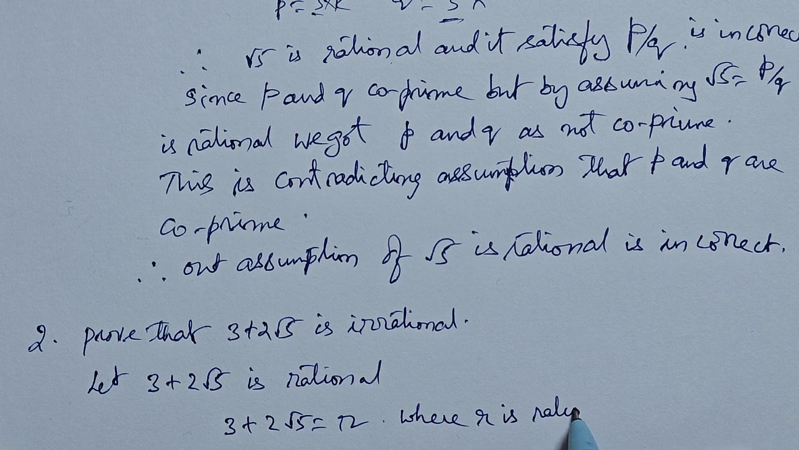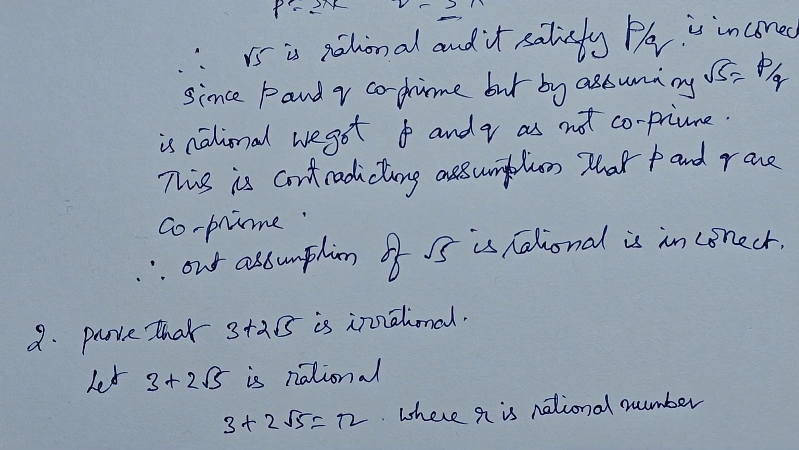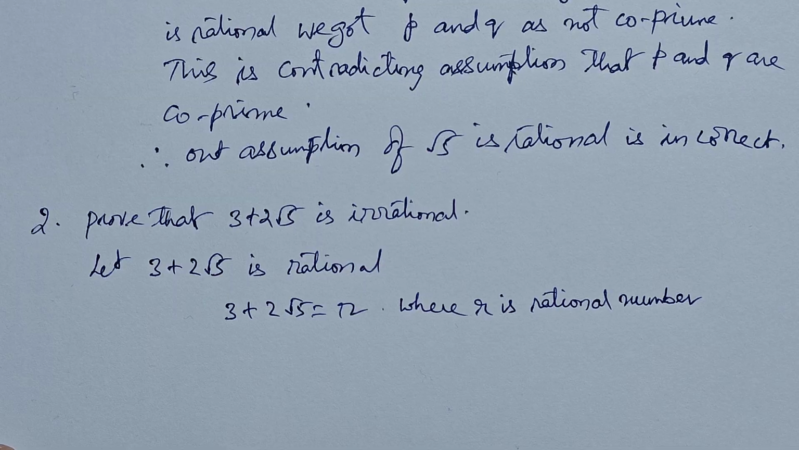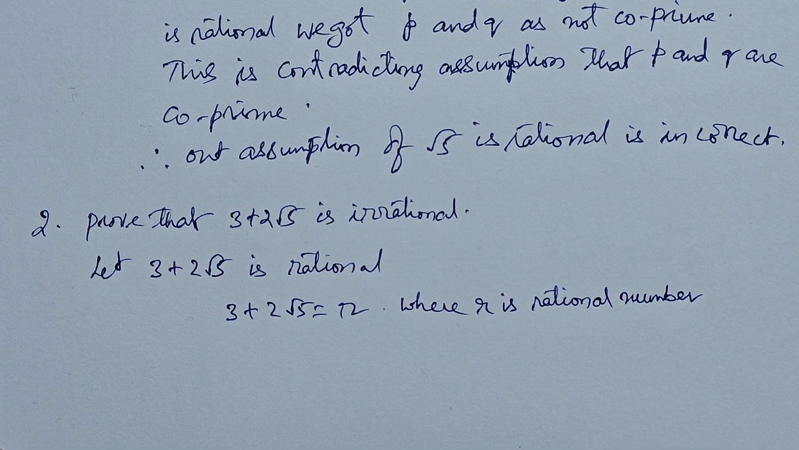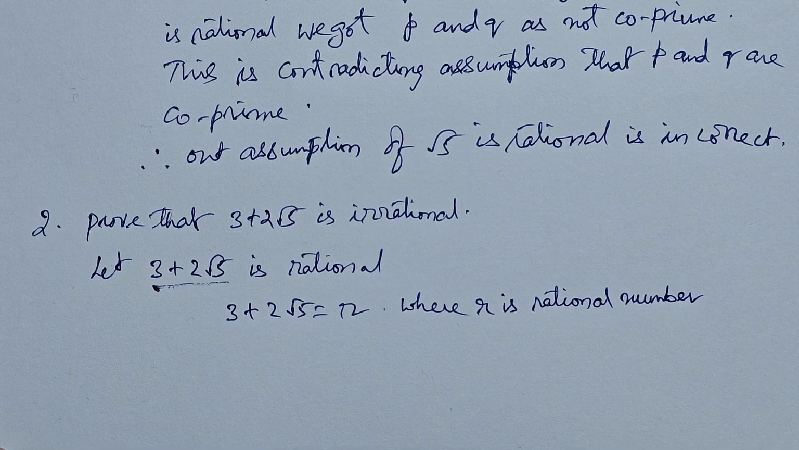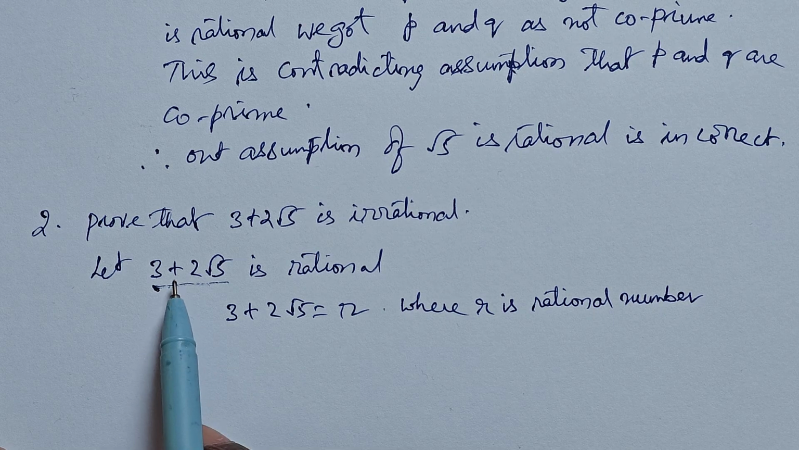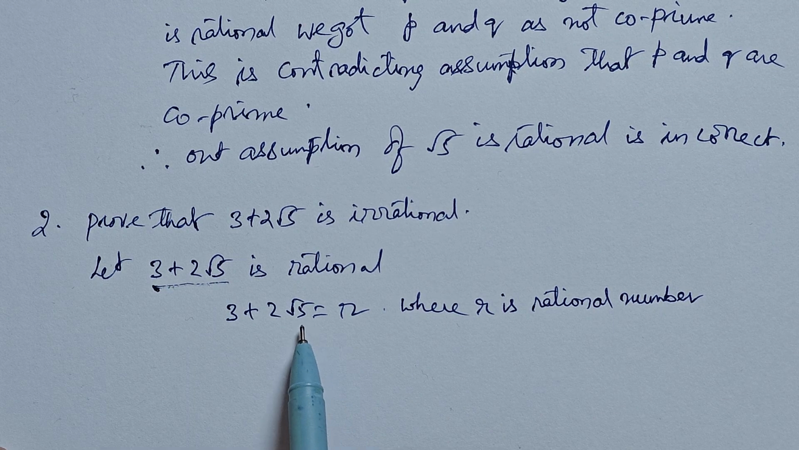See, in mathematics, if we don't know a value, we used to assume something as x, etc., right? So for rational numbers you can assume that. Here in this case, the case is 3 plus 2 root 5. It is not a plain root 2, root 3, root 5. In the case of root 2, root 3, root 5, we need to go by contradiction, and we assume that as p by q. But in this case, 3 plus 2 root 5, we need to assume it as r.